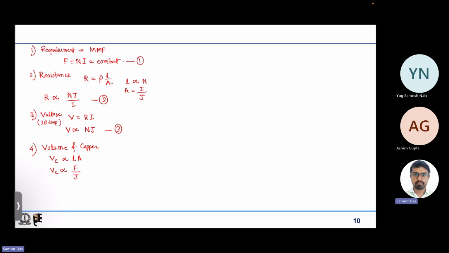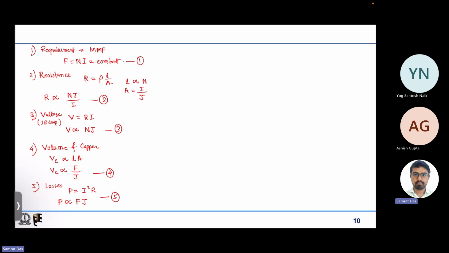Then another condition is efficiency. Our machine should be efficient. So the copper losses that take place, we have to have some quantitative understanding about that. So losses, P is equal to I square into R. If we similarly put the things together, then we get that the power loss is proportional to MMF multiplied by current density. So numbering it as 4, and this as 5, we got 5 constraints.